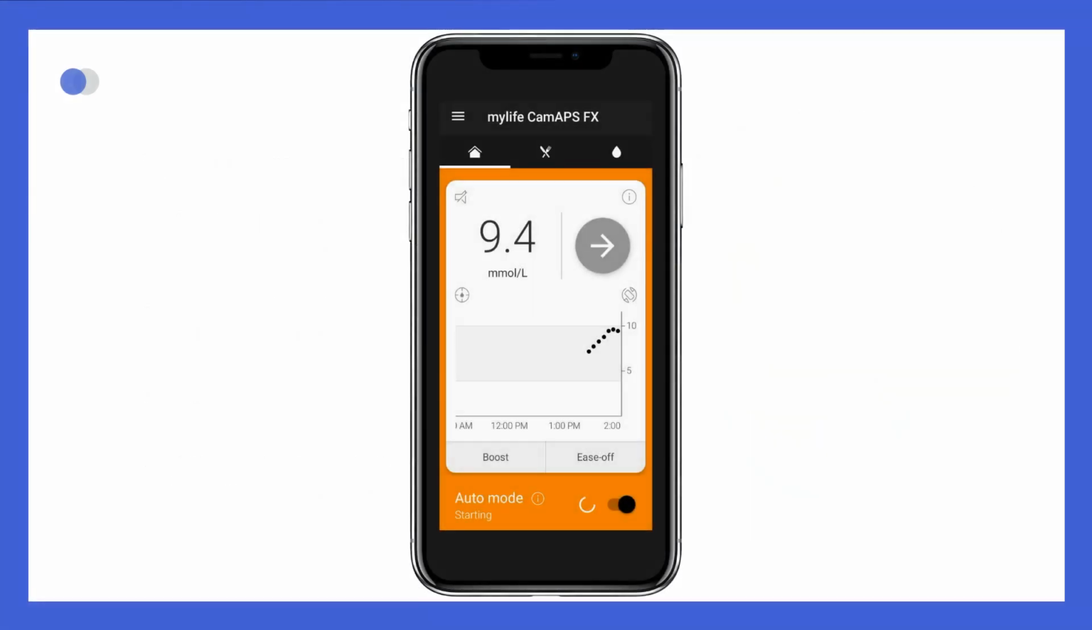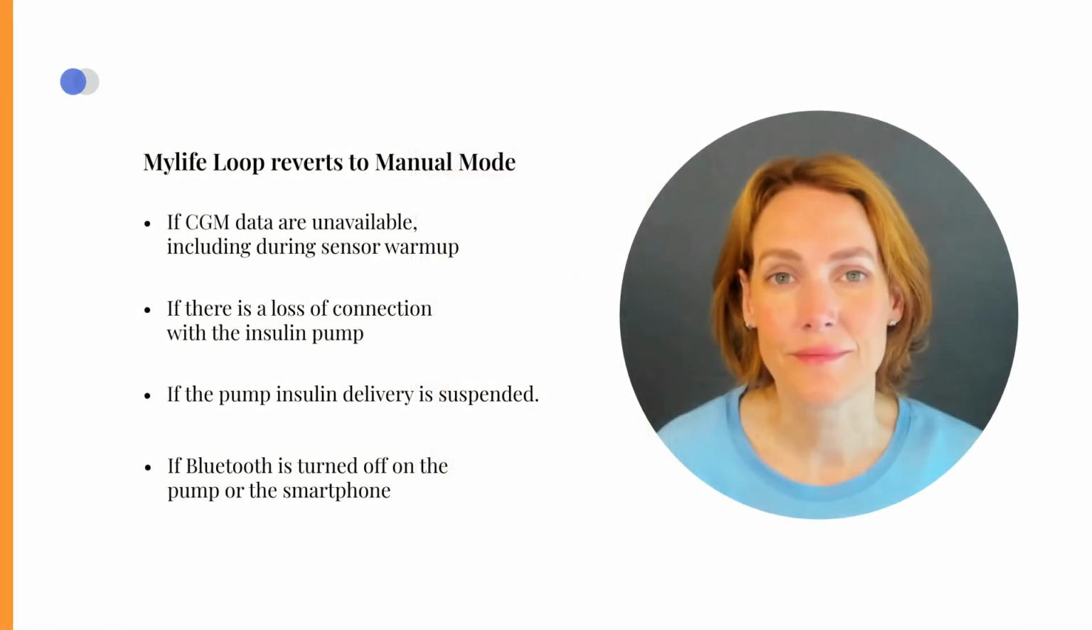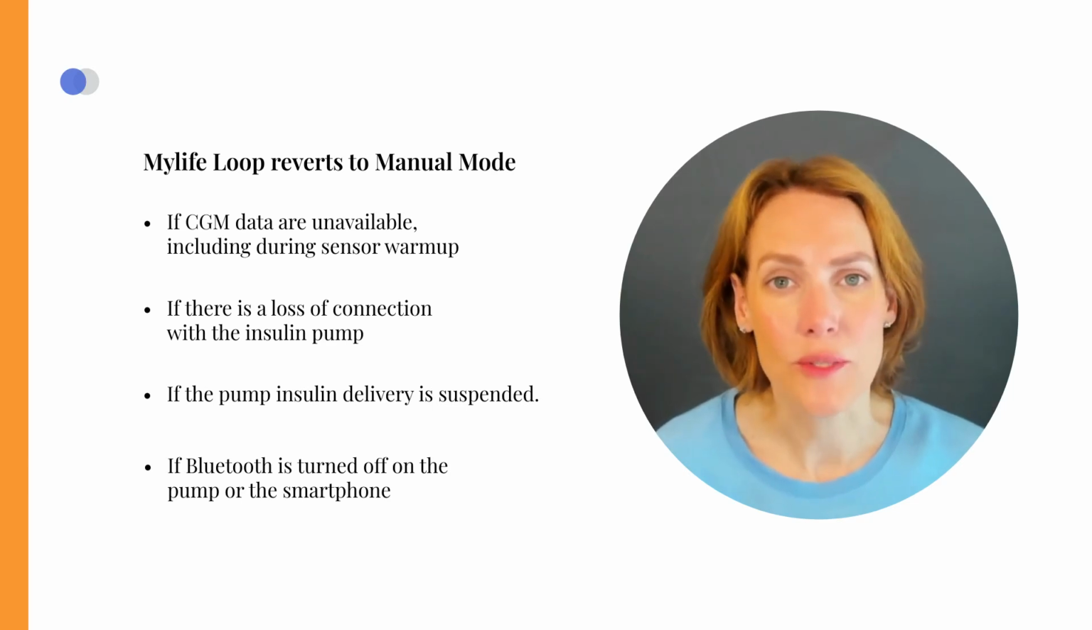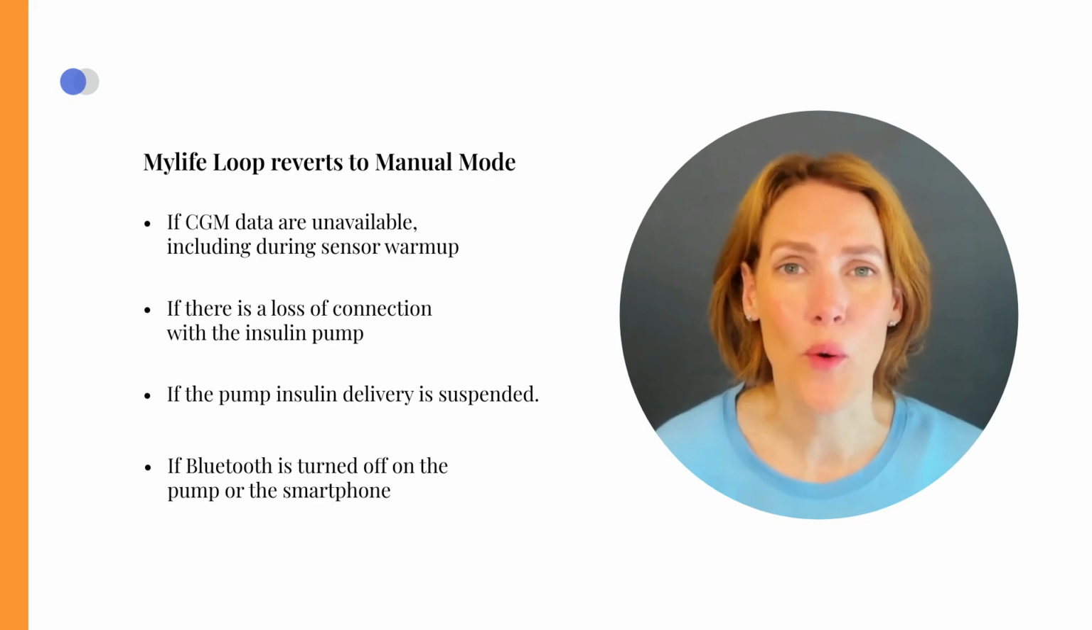When there is no connection to the pump or sensor, the app will first enter an auto mode attempting status. By clicking on the eye icon in the bottom left, you can access information about why auto mode is not possible. If the issue persists for 30 minutes, the system will switch to the pre-programmed basal rate on your pump or manual mode.